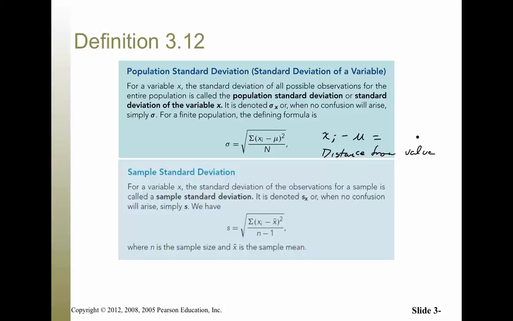Now, we square that distance, and we take the square root at the end. But in essence, we're really looking at the distance from the mean and getting an average of that, right? So if the average distance from the mean is greater, then the data is more spread out. If the average distance from the mean is lower, then it's more together. And so that's how we get standard deviation.